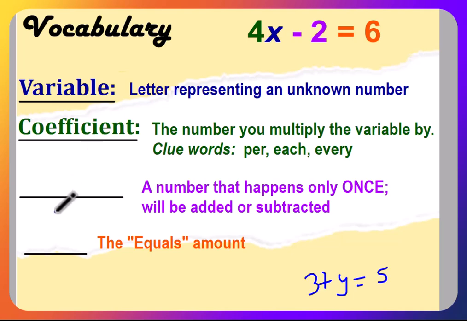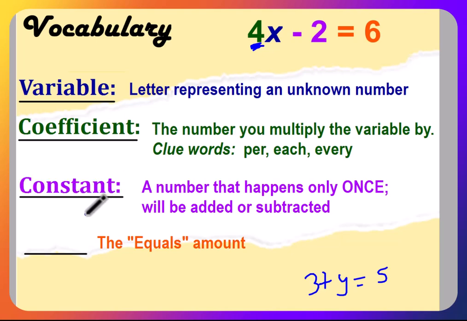Okay, then you have the coefficient. The coefficient is the number that you multiply the variable by. So if we look up here, here's our x, our variable. We're multiplying it by 4. 4 is the coefficient. Clue words that mean to multiply: per, each, every.